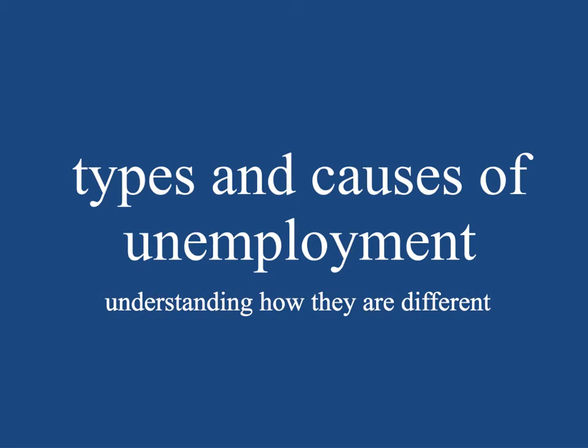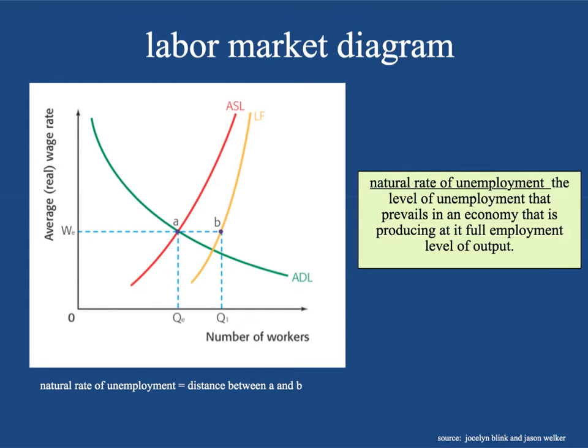Let's take a look at the types and causes of unemployment and understanding how they are different. Okay, so take a look at this next slide. One of the first things you need to understand is two things, I guess: the labor market diagram, which is expressed right here, and this concept, the natural rate of unemployment, which is the level of unemployment that prevails in an economy that is producing at full employment level of output.